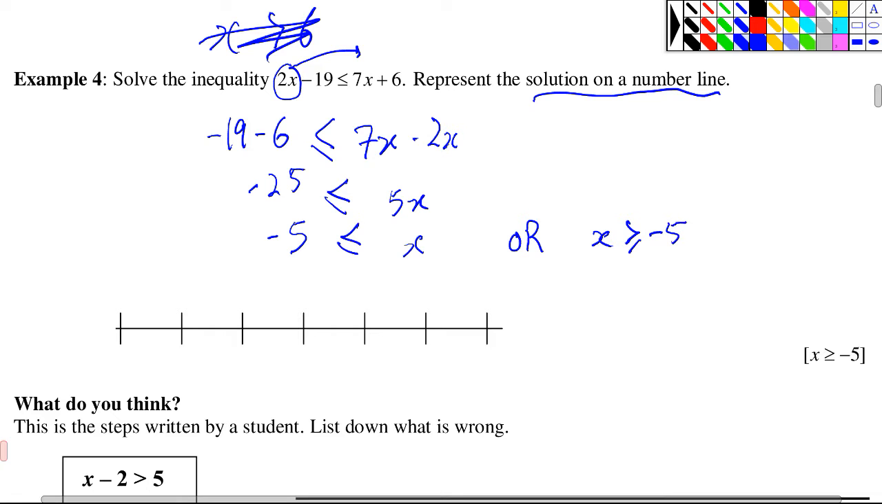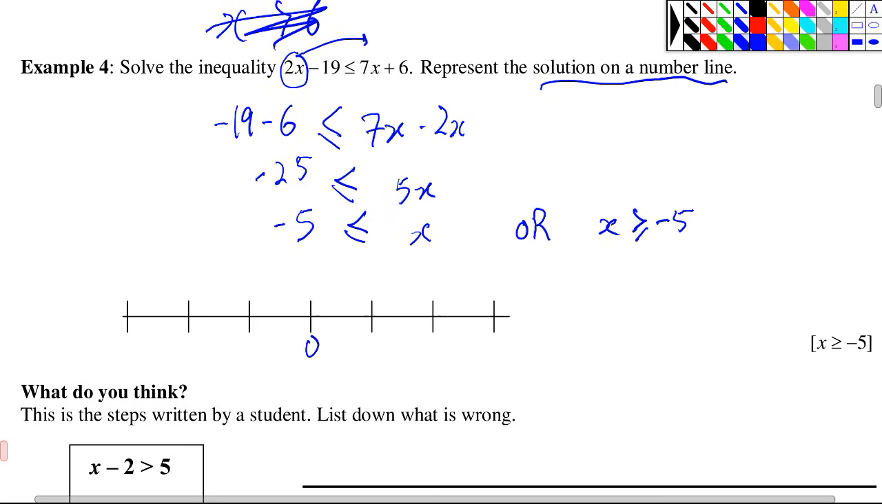How do I draw a number line? It doesn't have to be to scale. I show you one without scale. This is 0, this is 5, this is negative 5. I don't even have to show 5.